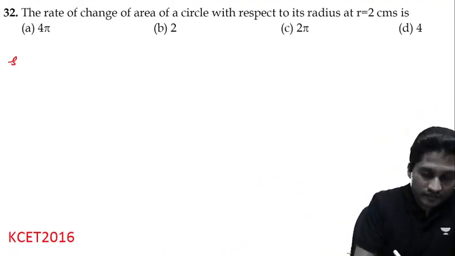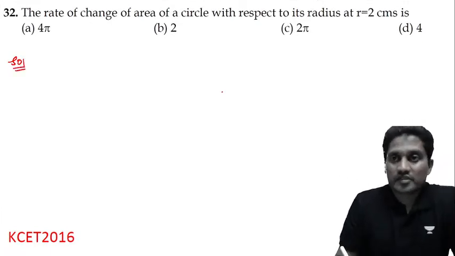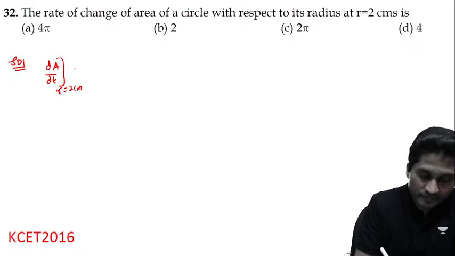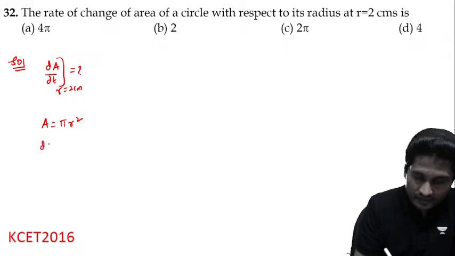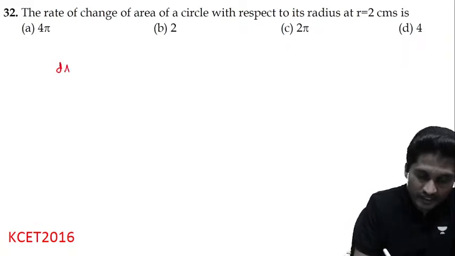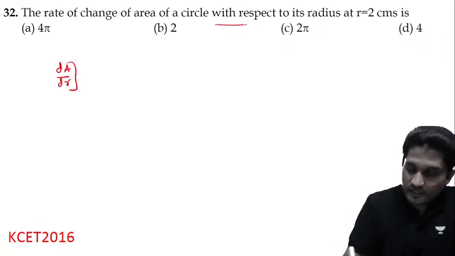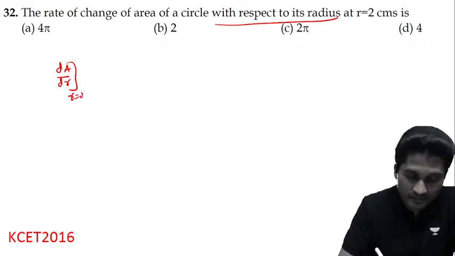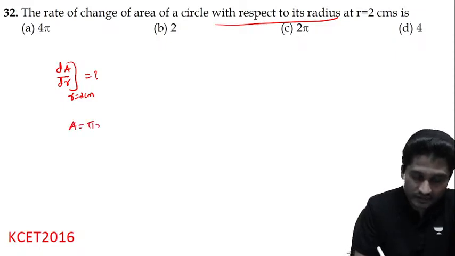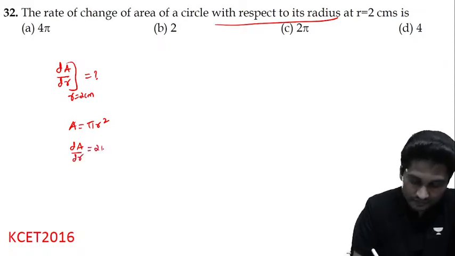The rate of change of area of a circle with respect to its radius r, that is, I should find out dA by dr when the radius is equal to 2 centimeter. Area of a circle is pi r square. Now dA by dr is equal to 2 pi r.